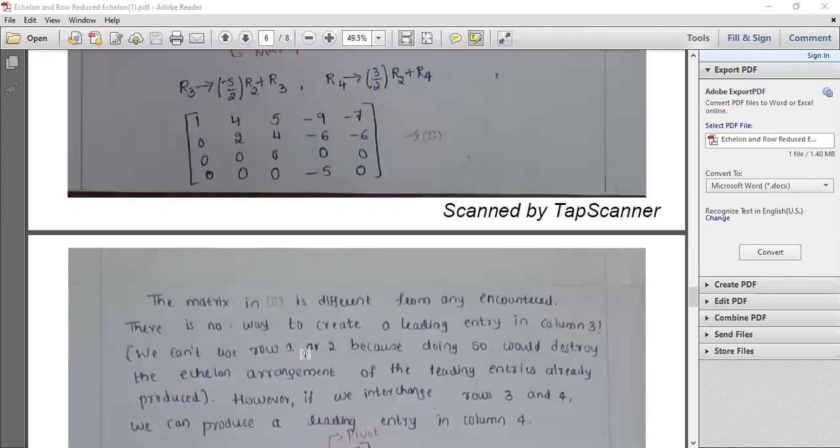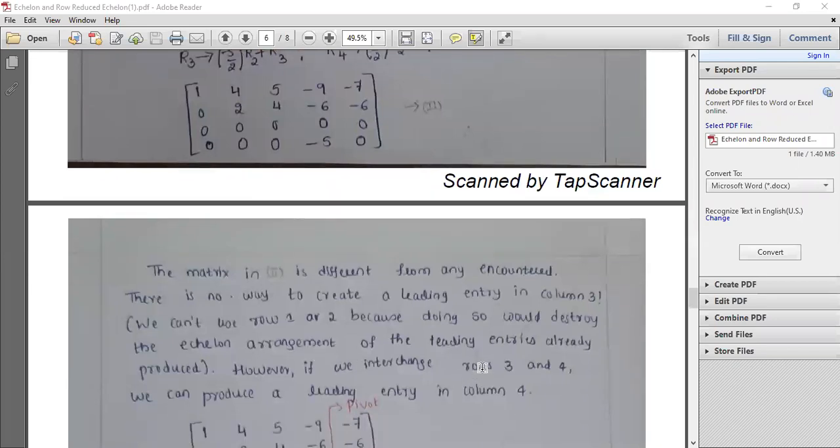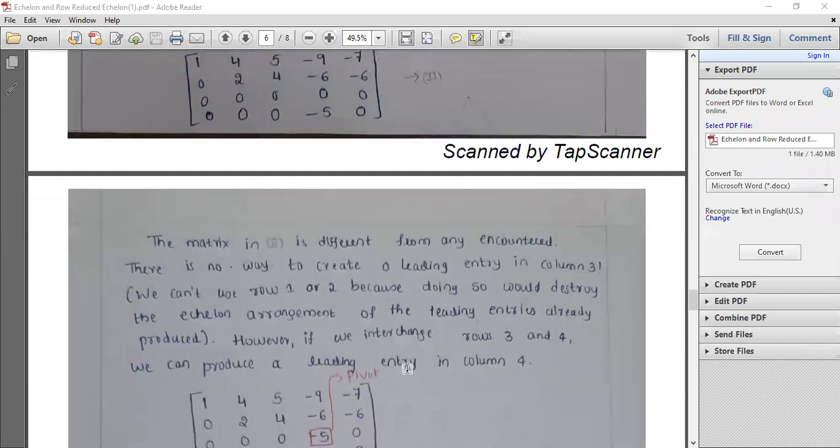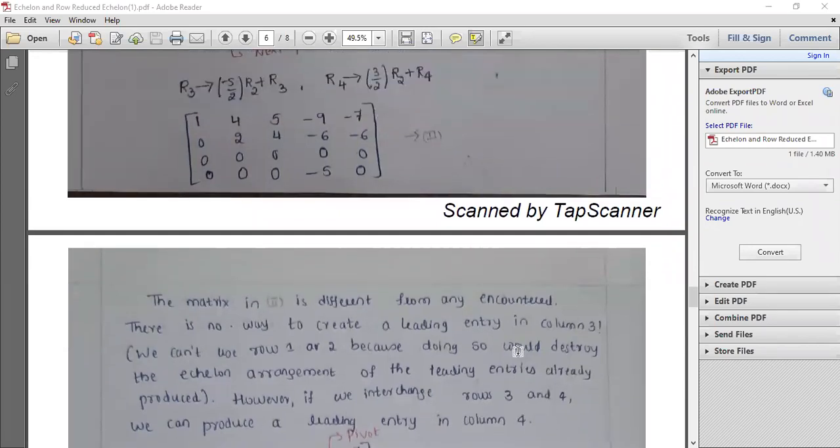So we can't use row 1 or row 2, because doing so would destroy the echelon arrangement of the leading entries already produced. However, what I do now is interchange rows 3 and 4, so we can produce the leading entry in column 4. According to the row echelon form, all the non-zero elements have to be above the zero rows. This row contains all zeros. So I just interchange R3 and R4.